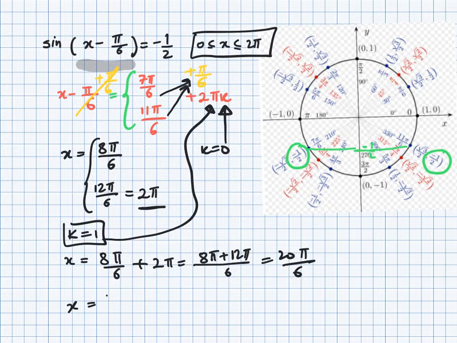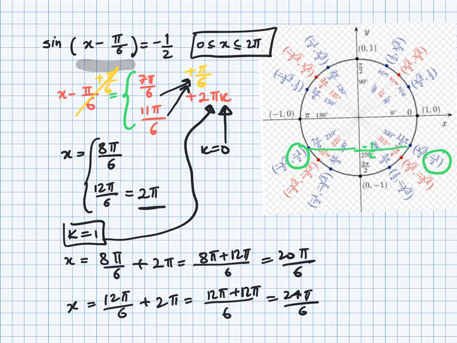And another one is 12 pi over 6 plus again 2 pi, which is 12 pi plus 12 pi, 24 pi over 6. When we simplify this it's going to be 4 pi. It's way outside our domain, so that's gone, crossed out. 20 pi divided by 6 is more than 3, definitely is gone. So we are left only with those two solutions, this one here and this one there.